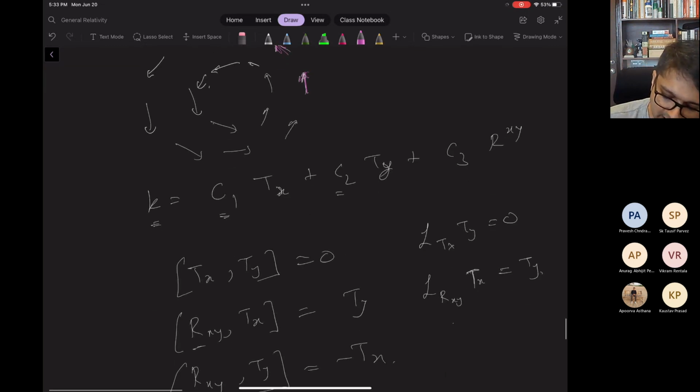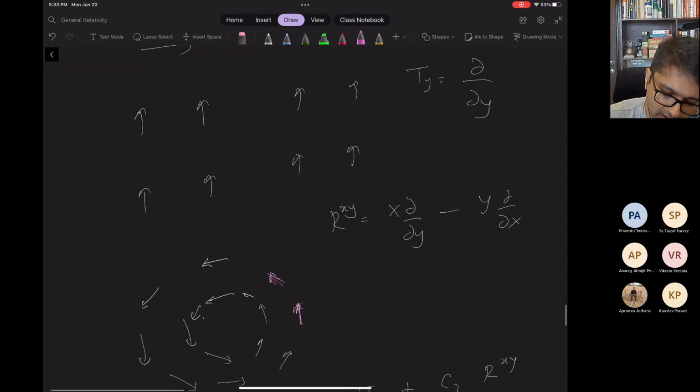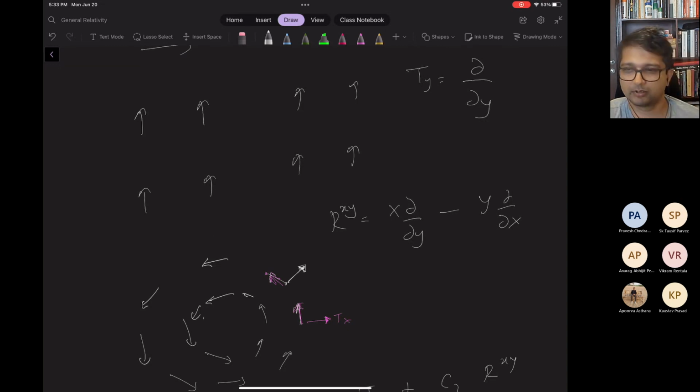What we're saying now is that under this rotation, the Tx vector field, which was this one, changes slightly. After we make the rotation, the Tx vector field here was like this. After we flow to this point, let's say, the Tx vector field is now slightly like this. It has slightly rotated. So this is my new Tx.